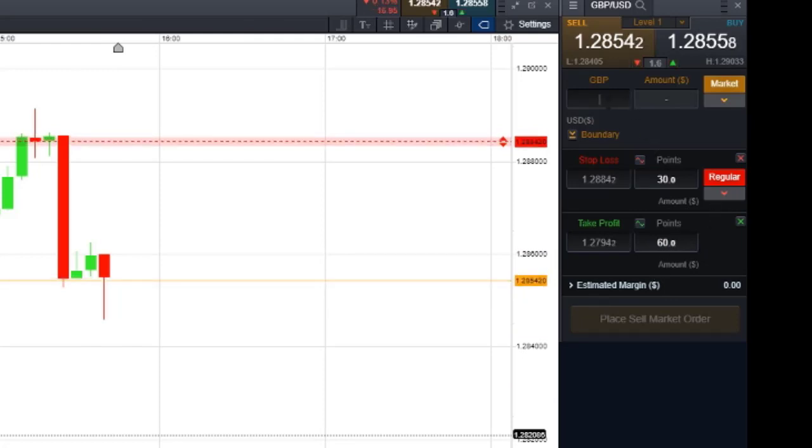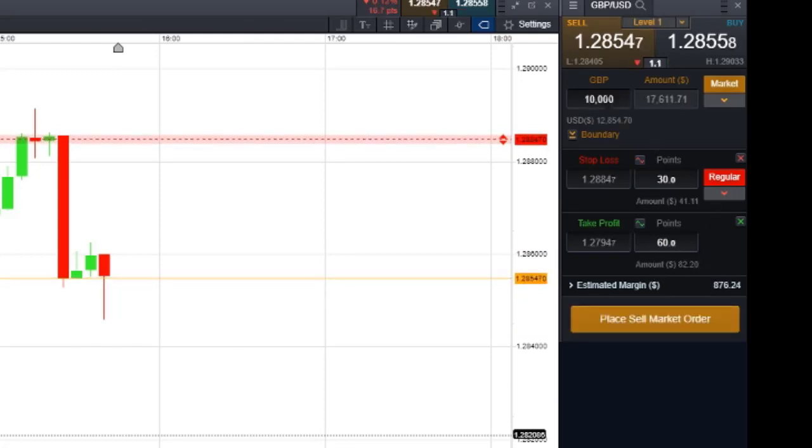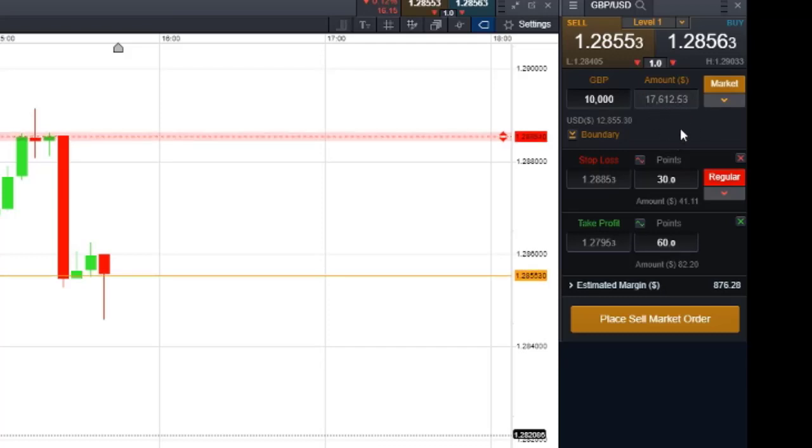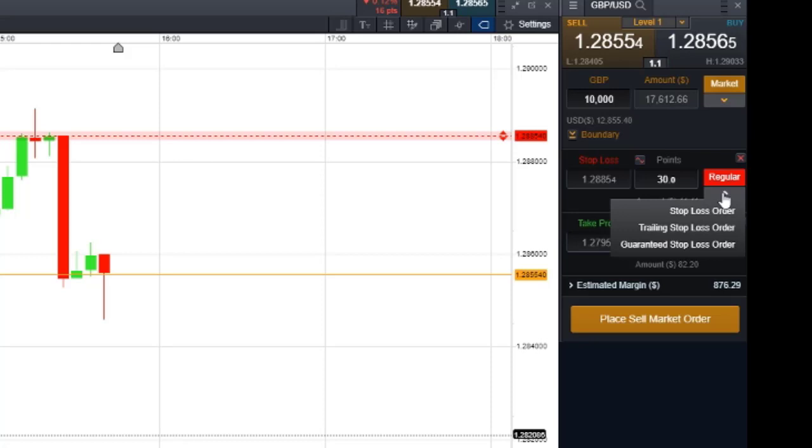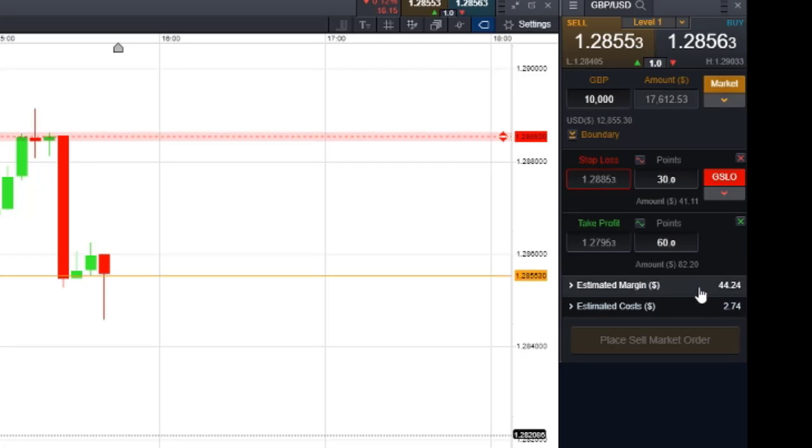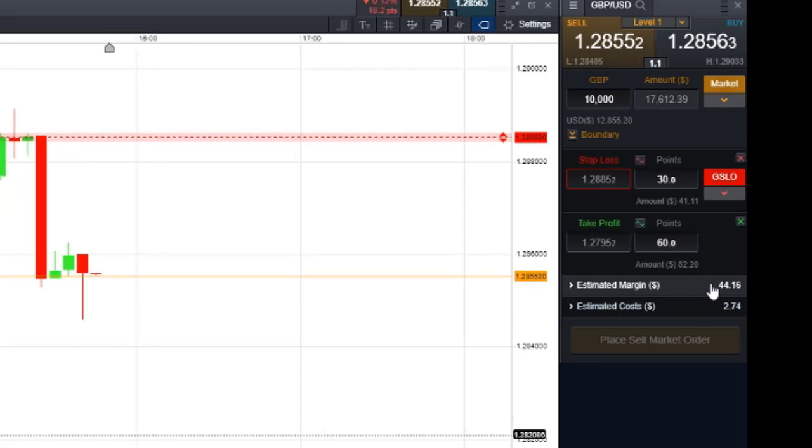And look at here. So let me enter the amount. A standard lot 10k, and look at the estimated margin here: it is 876 Singapore dollars, which is 5% of the trading amount, the principal amount. And if I here put a guaranteed stop loss order instead of a regular order, look at the margin. Well, it reduces from $800 to $44. That's a 20 times reduction of the margin.